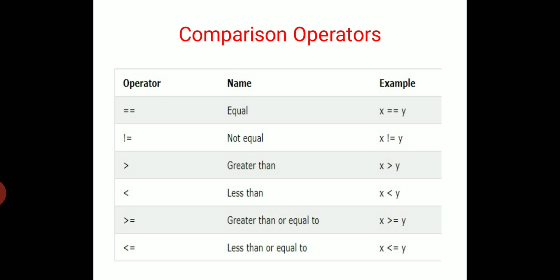Now third one is comparison operators. We can use these operators whenever we need to compare two values or more than two values. Here is how we write the equal operator: there is a double equals sign. Here you can see x double equals y, meaning the value of x is equal to y, or we can say the value of y is equal to x.